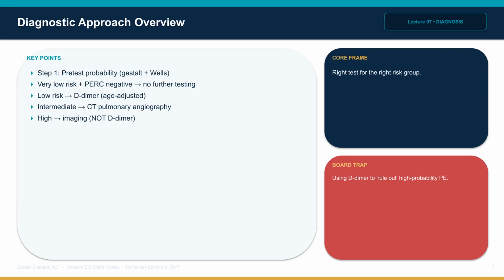The diagnostic approach starts with pretest probability. Very low-risk patients may meet PERC criteria and need no further workup. Low-risk patients can use D-dimer. Intermediate-risk patients may need imaging directly. High-risk patients should proceed to imaging without a D-dimer escape, because a negative D-dimer cannot exclude high-probability PE. The principle is the right test for the right risk group.